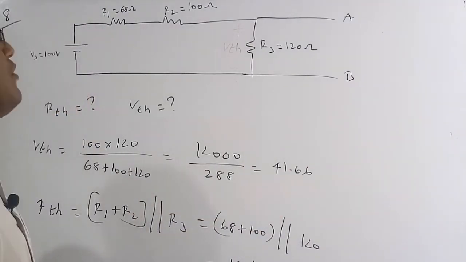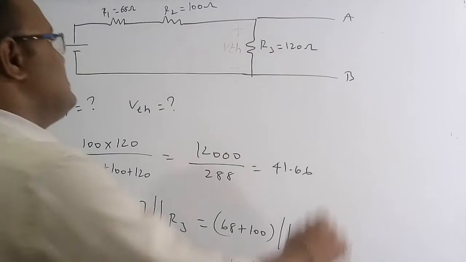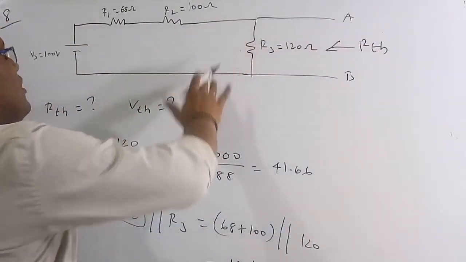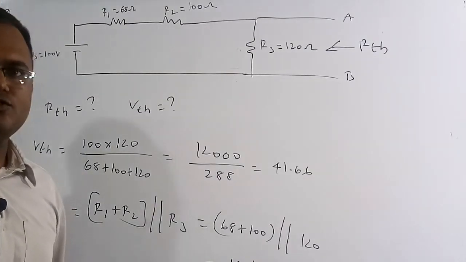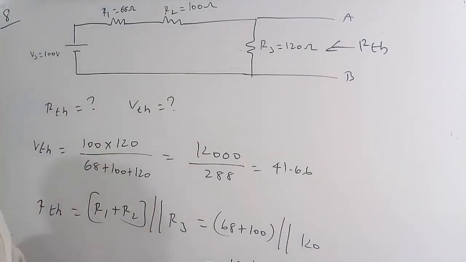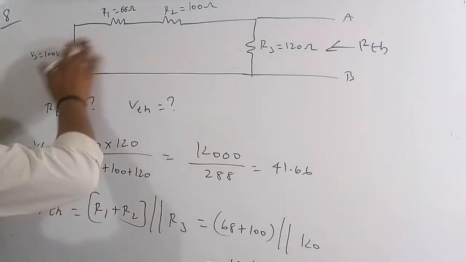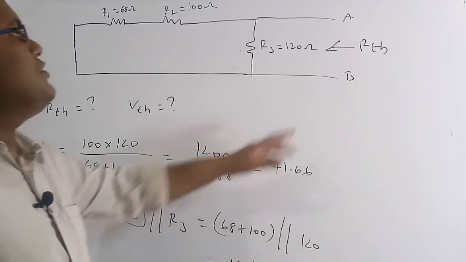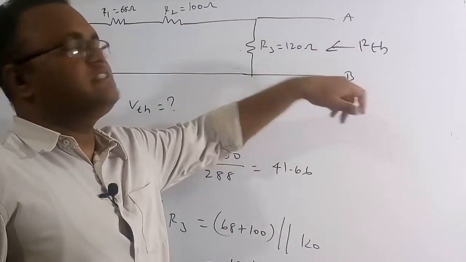And similarly, now I want to find the Thevenin resistance across these terminals. The principle is that you need to remove all the ideal sources: short circuit the ideal voltage source and open circuit the ideal current source. Here there is only one ideal voltage source, so I am going to short circuit this one and find the Thevenin resistance across terminals A and B.